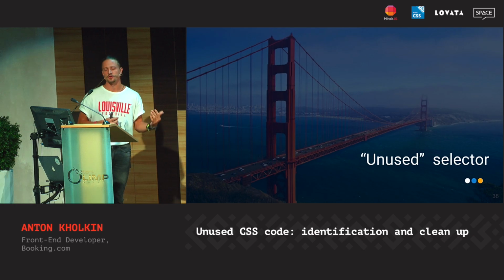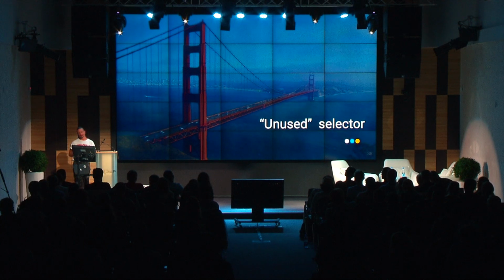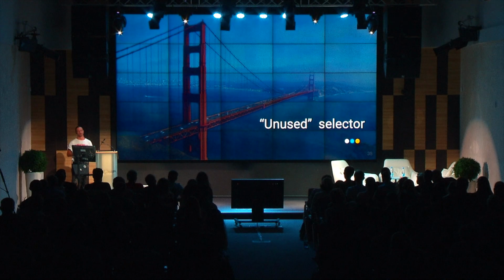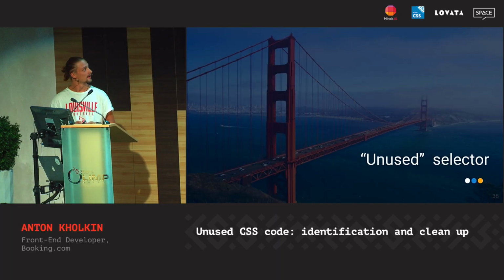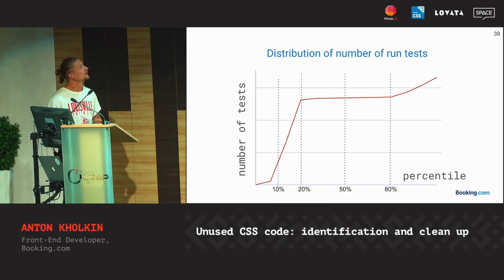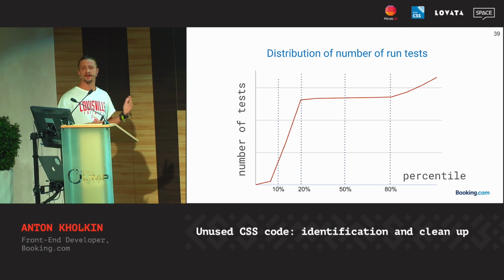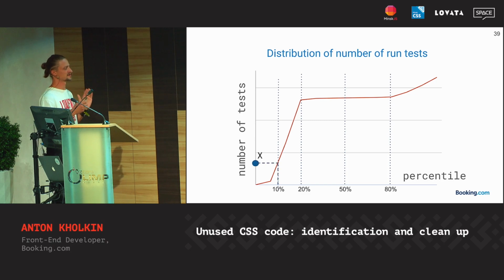But talking about unused selectors, I didn't define what we call an unused selector. And it was a really tricky question. What selector should we call unused? On this graph, we show the number of tests we performed against a certain selector and the percentile. So I have to explain how to read this graph. Here's a small example.